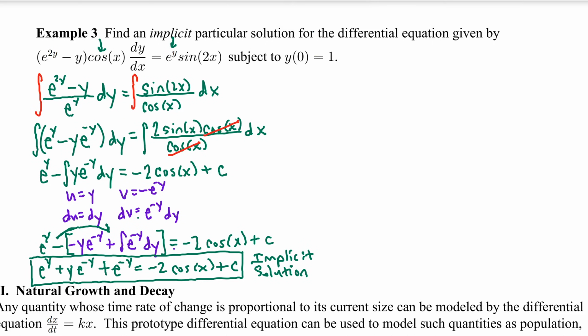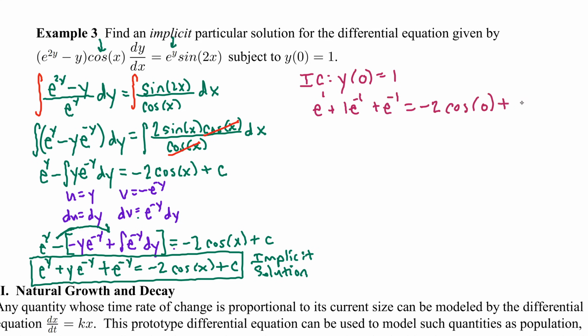However, we do want to go from an implicit solution to a particular solution. Remember, to obtain a particular solution, we apply our initial condition. Our given initial condition is y of 0 equals 1. So we're going to plug 0 in for x and 1 in for y. So looking at our implicit solution, we have e to the y. Remember, we're replacing y with 1, plus 1 times e to the negative 1 plus e to the negative 1, replacing y with 1. On the right side, replacing x with 0, we have negative 2 cosine of 0 plus c.